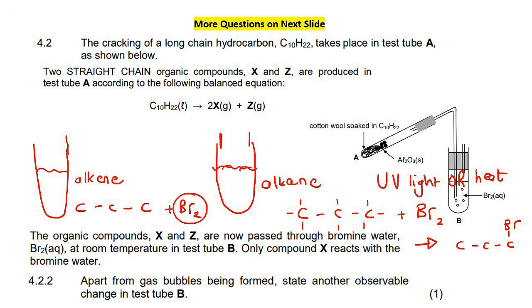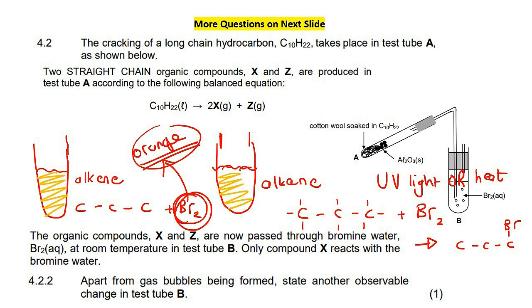Because remember, bromine liquid is orange. I don't know if you remember that. It's orange. So when you throw it inside here, the whole liquid is going to become orange for this one and for this one. Then they place it in the dark cupboard and they come back the next day.